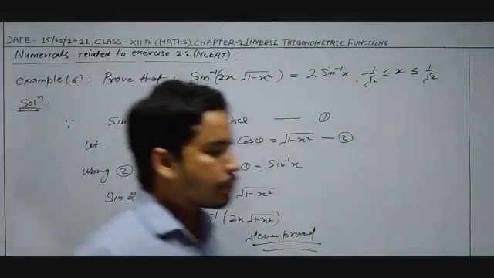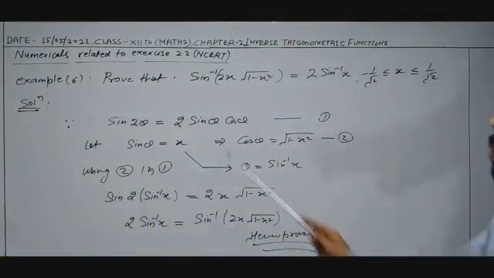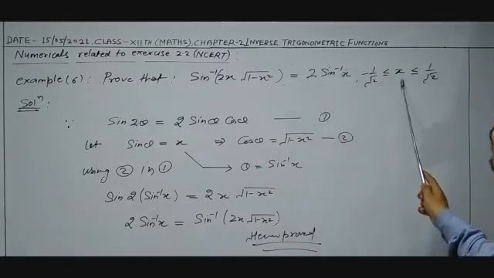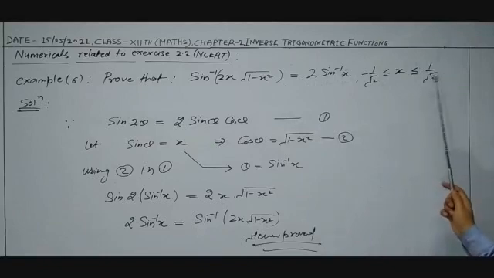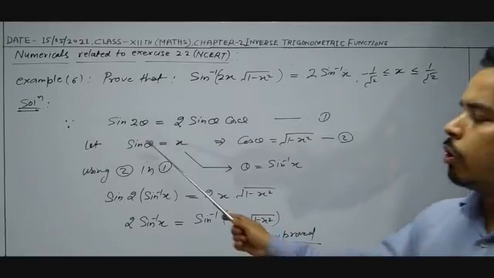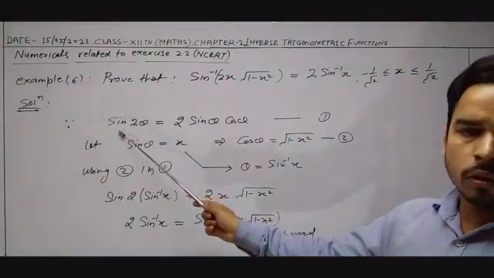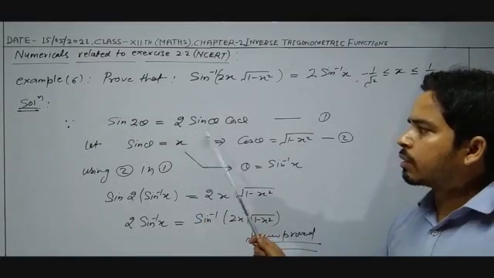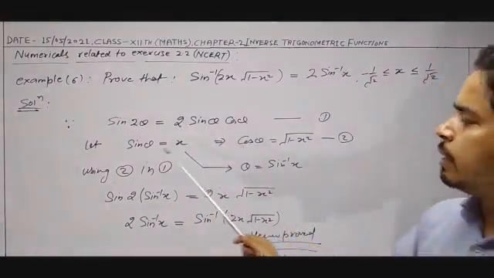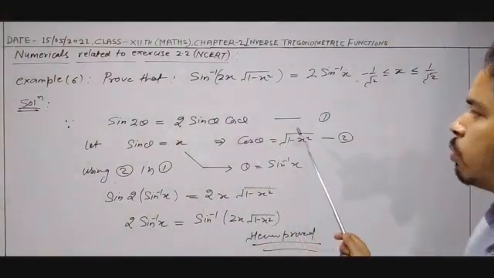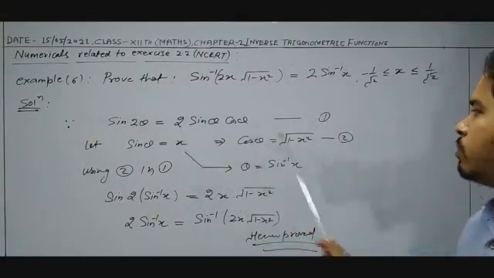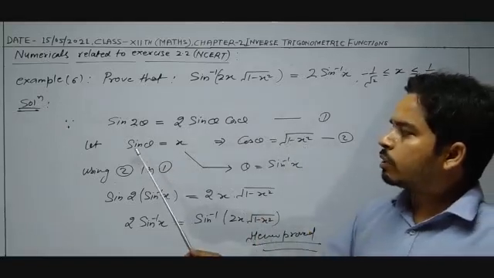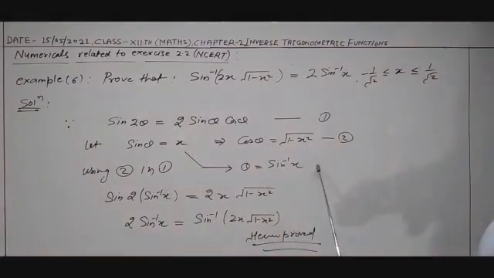Again see, we have to prove that sin inverse of 2x root over 1 minus x square is equal to 2 sin inverse x, where x is greater than or equal to minus 1 by root 2 and less than or equal to 1 by root 2. Since you know the sin 2 theta formula is 2 sin theta into cos theta, you will consider sin theta is equal to x, then cos theta will be root over 1 minus x square. When you put x is equal to sin theta, 1 minus sin square theta will be cos theta. Suppose sin theta is equal to x, this implies theta is equal to sin inverse x.